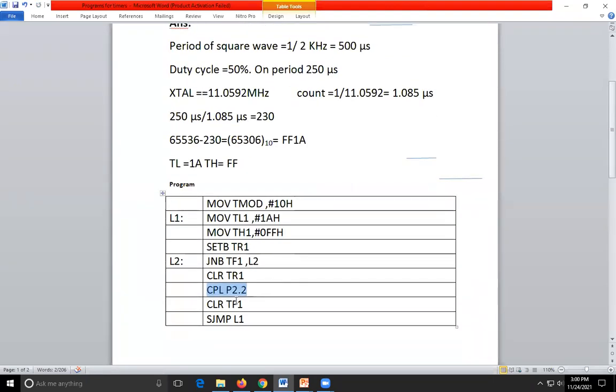Then clear the timer flag, the overflow flag, and jump to L1. Again, we have to reload the timer, and the process will be continued. So on and off periods will be created, and due to that your square wave will be generated. So this is the program for the square wave.